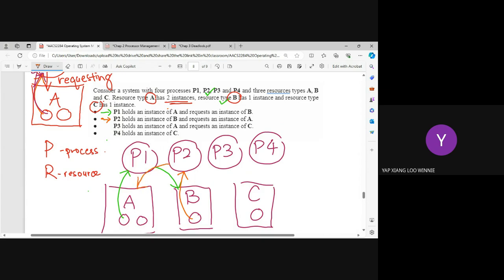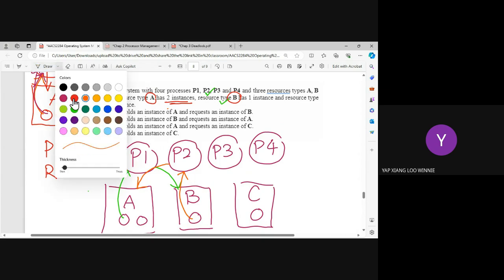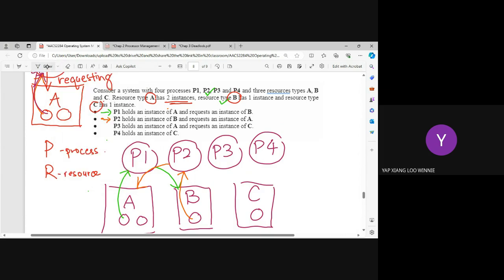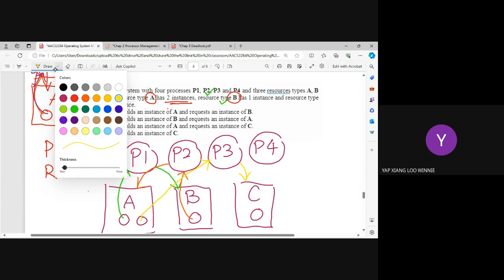Like this. Okay, you don't draw messily like me, because it's a bit hard for me to control my toolkit. That's why I draw it this way. Okay, so the orange done. The next one, let me choose yellow. Okay, now P3, it holds an instance of A. So holding here, request an instance of C. Request, not holding, request. Okay.